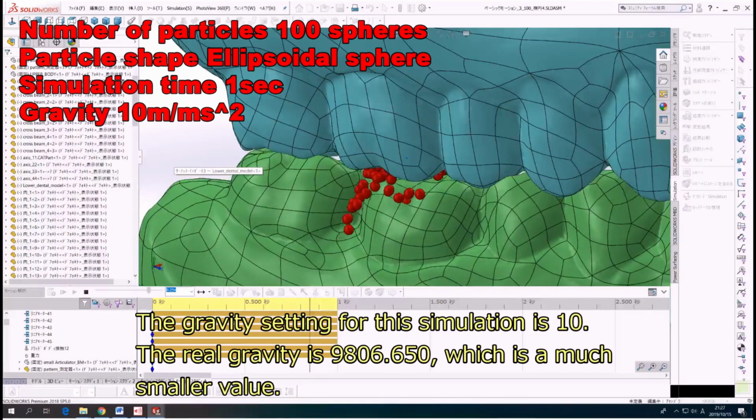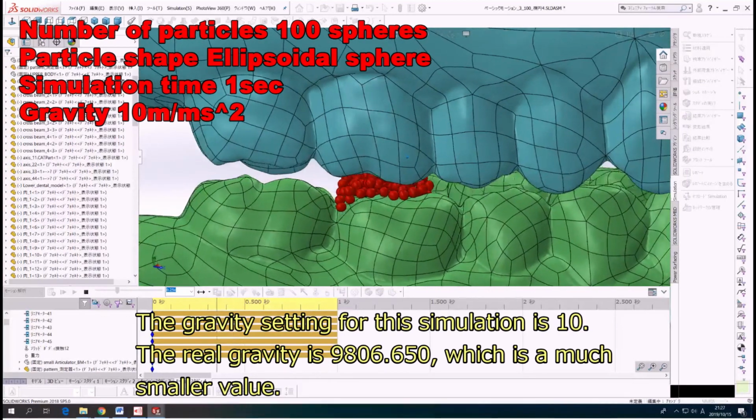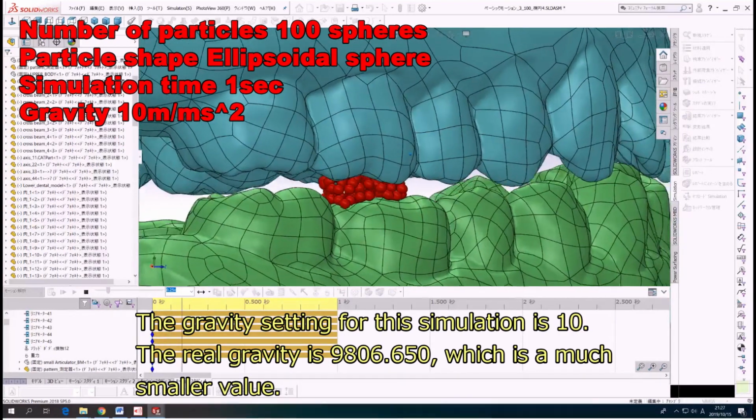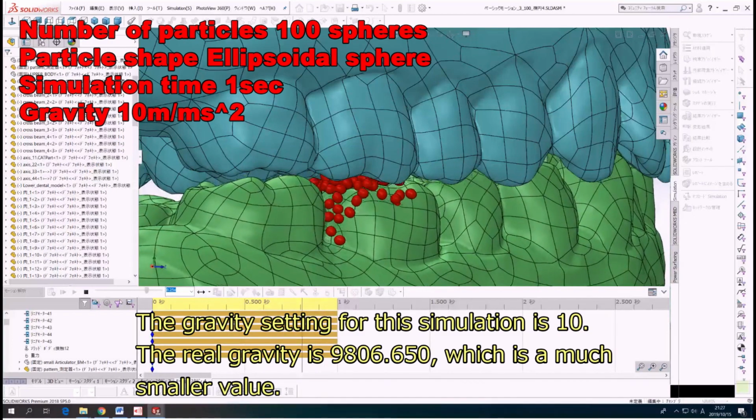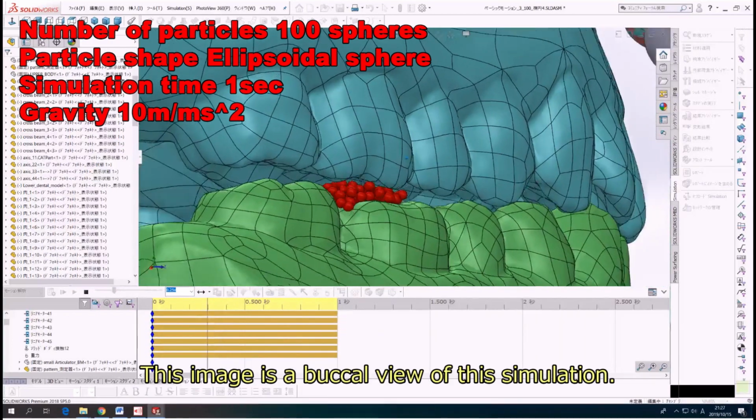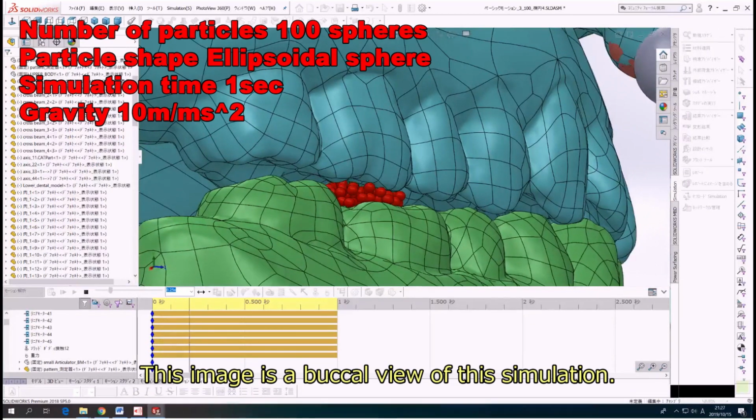The gravity setting for this simulation is 10. The real gravity is 9806.650, which is a much smaller value. This image is a buccal view of this simulation.